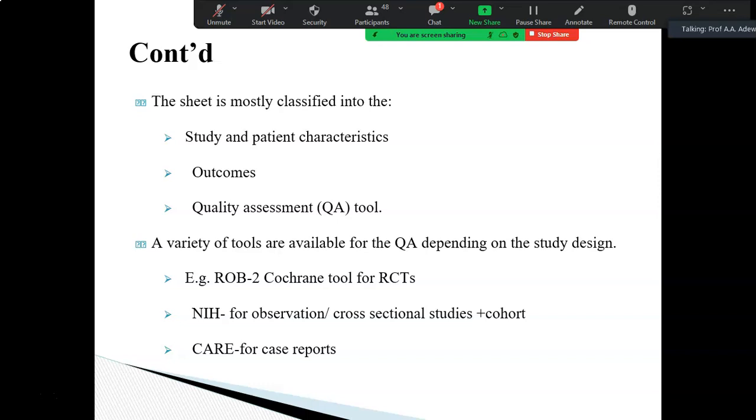So the sheet is mostly classified into the study and patient characteristics, the outcomes, and the qualitative assessment tool. A variety of tools are available for the qualitative assessment depending on the study design. We have the ROB2, Cochrane tool for RCTs, which is the risk of bias tool for RCTs.